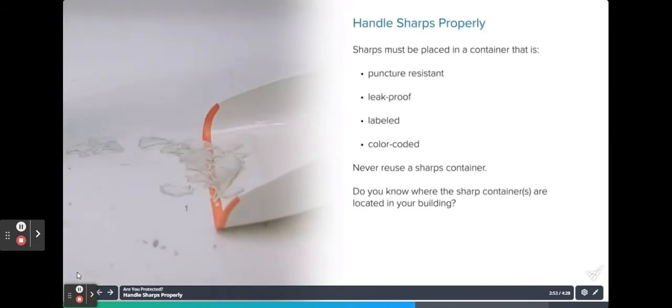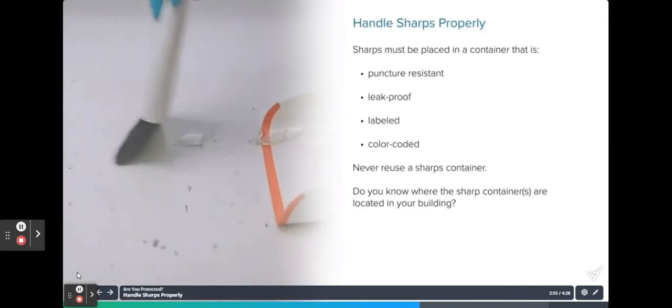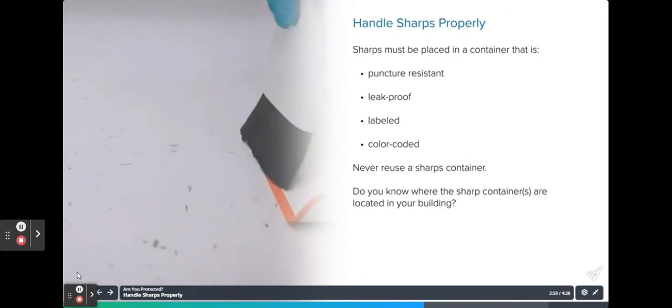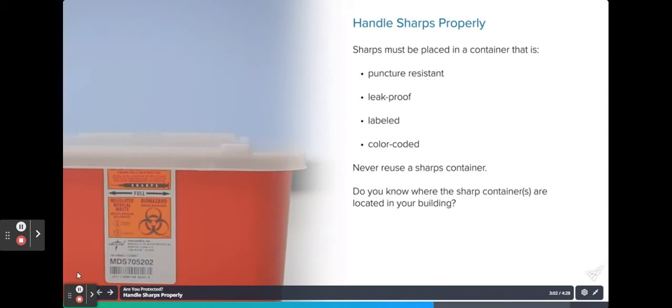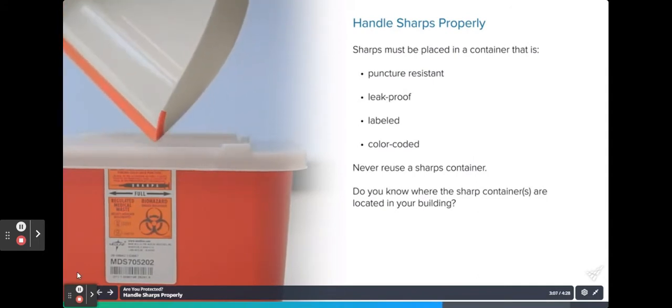Contaminated needles or other sharps can cause serious injury and possible exposures. If encountered, such objects must be placed into designated sharps containers. Containers shall be puncture-resistant, leak-proof, labeled, and color-coded, all in accordance with OSHA regulations.